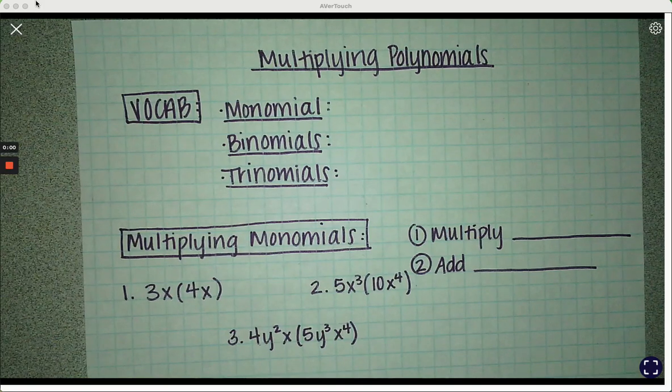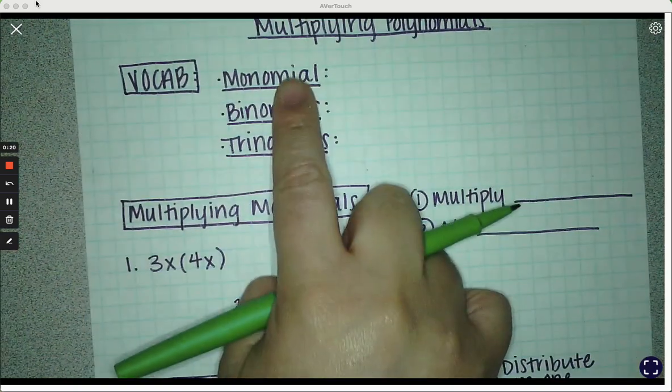All right, so this week, one of the big things that we're going to talk a lot about is multiplying polynomials. And so before we get into what we do when we multiply these really long, crazy things with a lot of exponents together, we need to understand these terminologies.